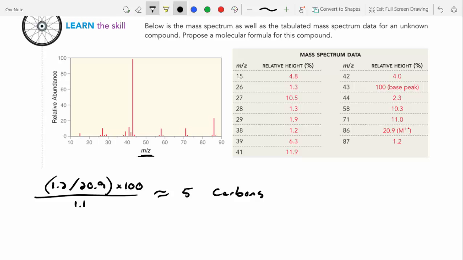You need the relative intensities of these two peaks. That's really all that's important for determining the number of carbons.